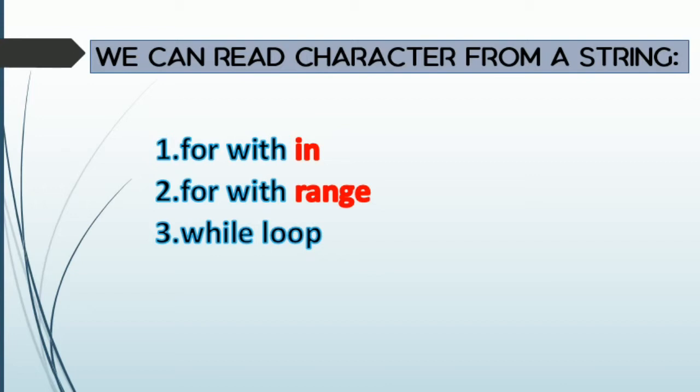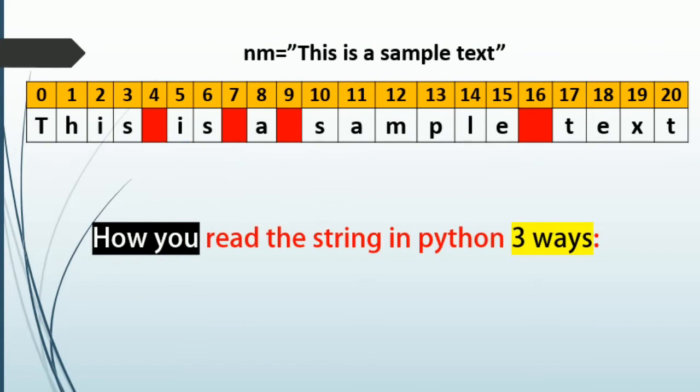So when we move to the second part, here is a sample text. We are going to read these characters which are inside the boxes. You know that a string always starts with the index value 0. I'm going to show you all three methods, and then we will discuss with the animation also.